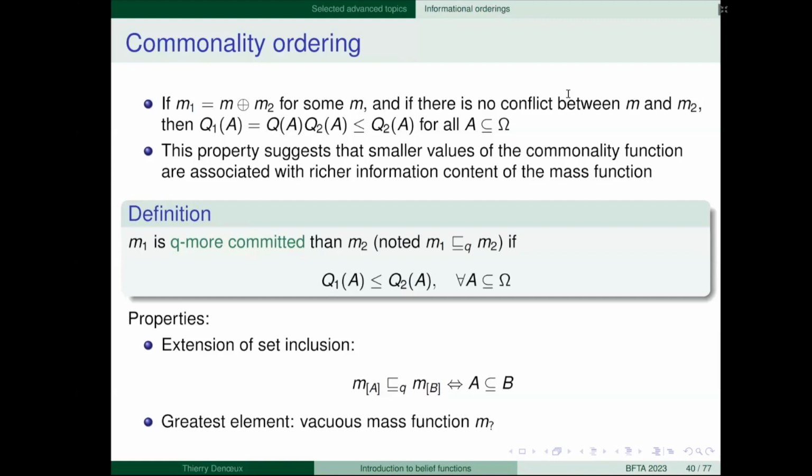Using that reasoning, we can propose another definition. We can say that m1 is q-more committed than m2, and we denote it like this, if and only if q1(A) is less than or equal to q2(A) for any A. Once again, the rationale is that m1 can be seen as a combination of m2 with some mass function m, which has no conflict with m2. This ordering also extends set inclusion, and it also has a greatest element, which is the vacuous mass function. So it seems equally reasonable as the previous one.